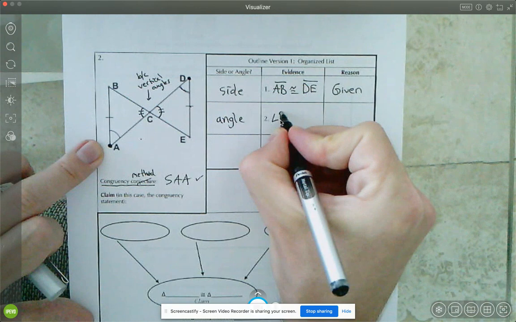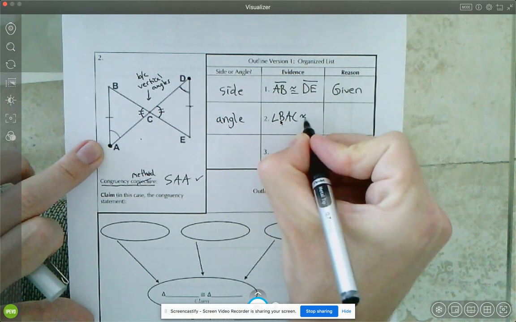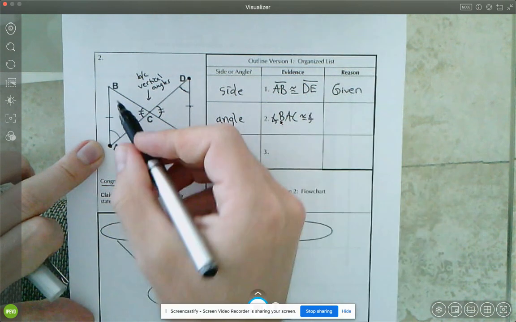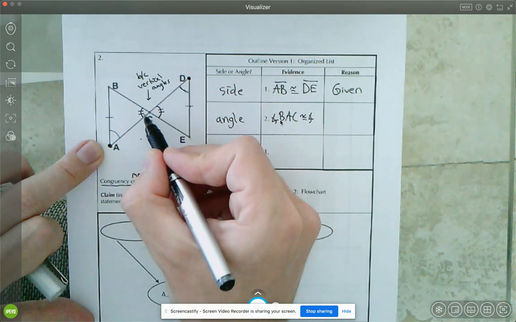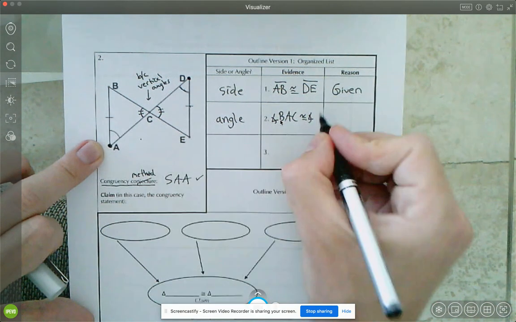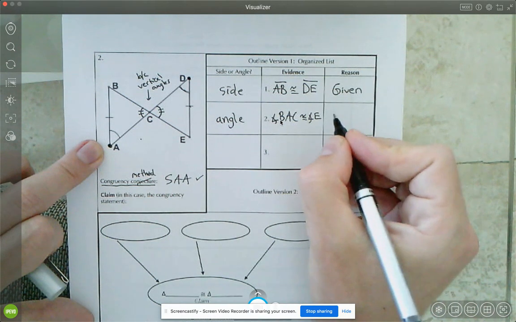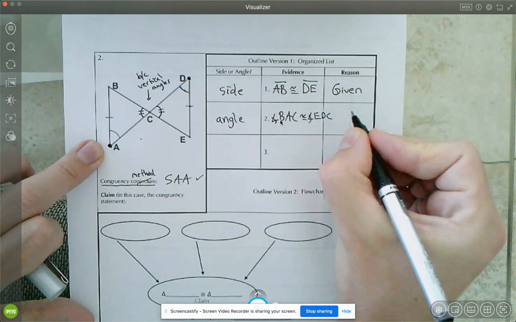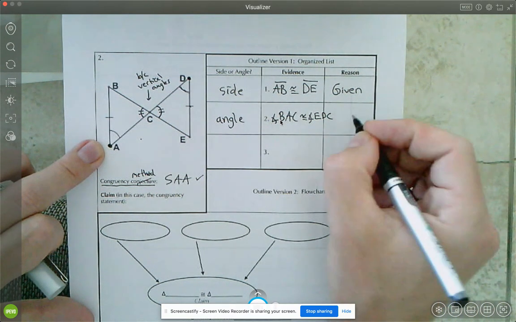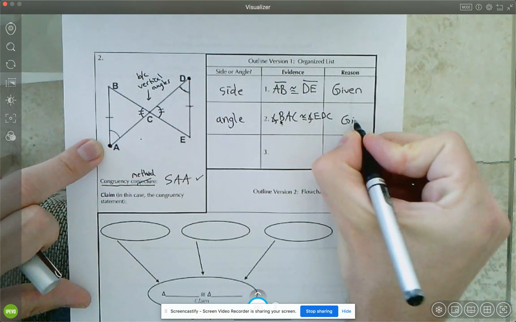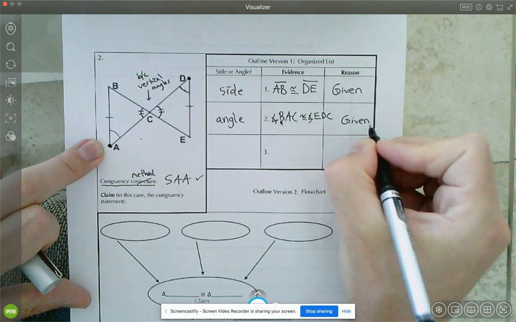So angle BAC is congruent to angle, okay, BAC. What point is corresponding to B? That's E right here. So E, of course I ran out of space, EDC. Okay? And our reason for this, again, this was given in our diagram. We have a given right here. It won't always be given, but it has been so far.